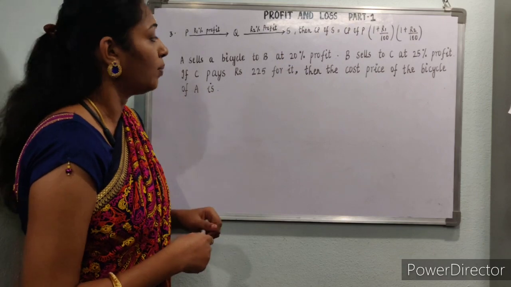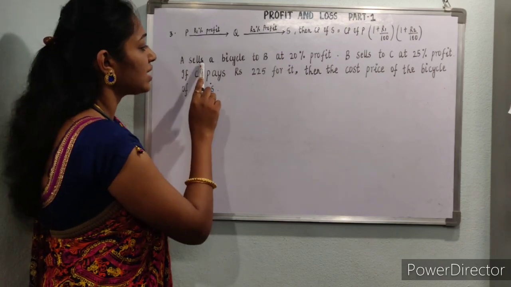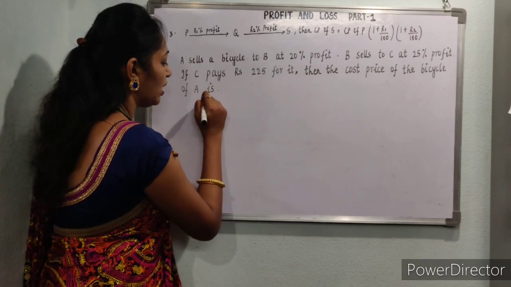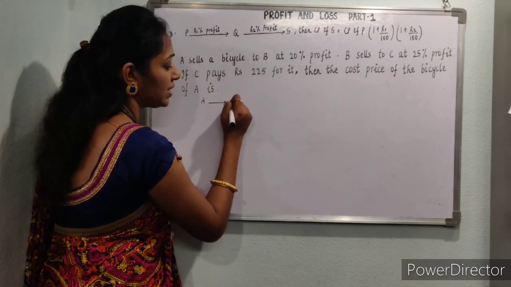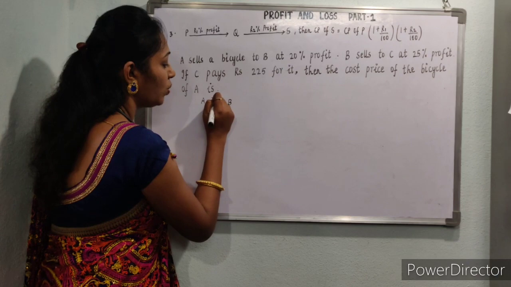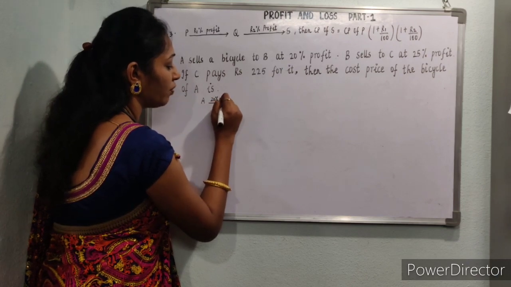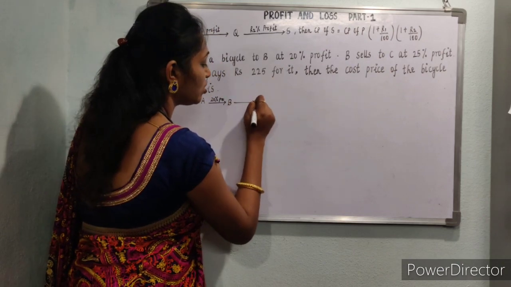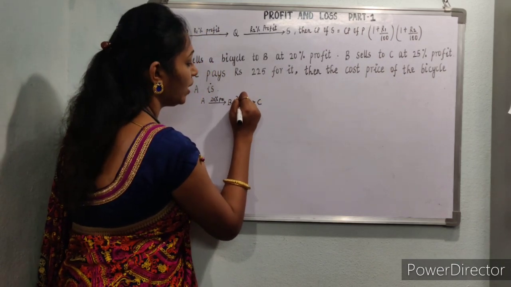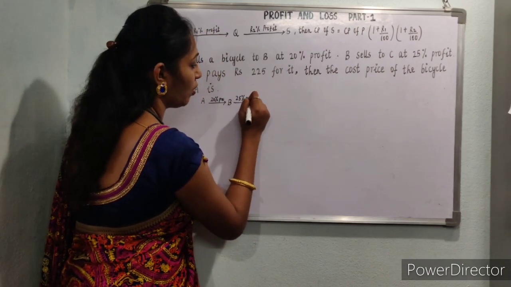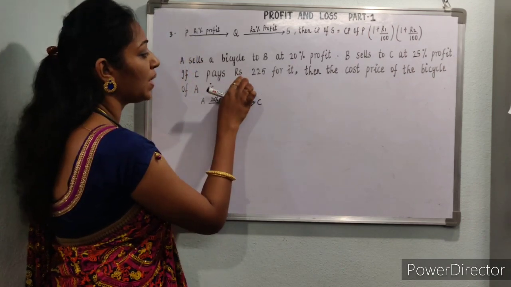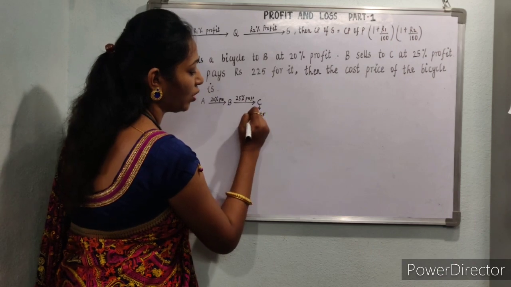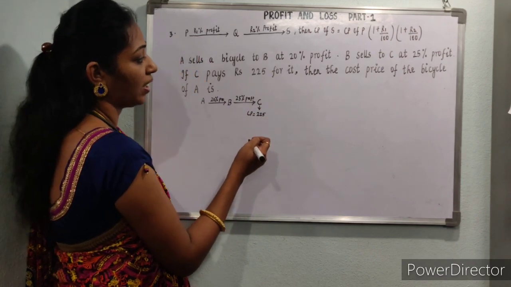So we'll go to the problem. The problem: A sells a bicycle to B at 20% profit. So let's write: A sells a bicycle to B at 20% profit, and B sells to C at 25% profit. And C pays rupees 225. So the cost price of C is 225.